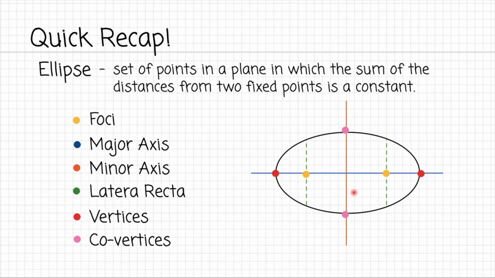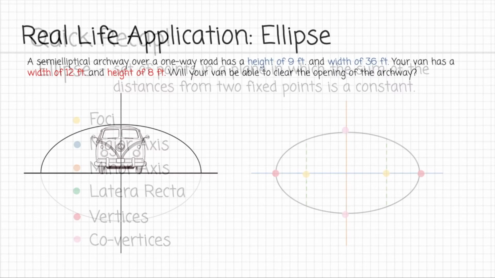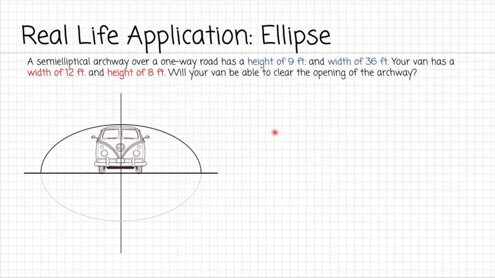Okay, now to our sample problem. So here is our problem. Let me read it out real quick. A semi-elliptical archway over a one-way road has a height of 9 feet and width of 36 feet. Your van has a width of 12 feet and height of 8 feet. Will your van be able to clear the opening of the archway?